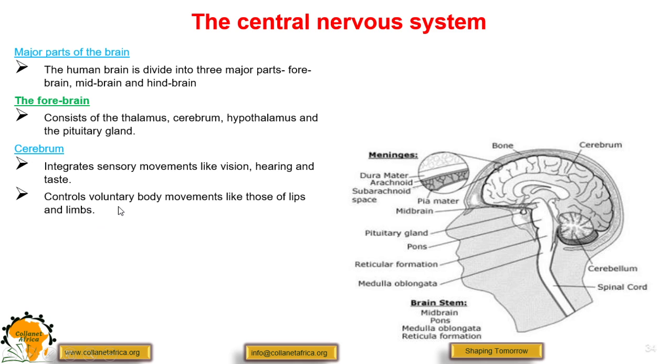It also controls voluntary body movements like those of lips and limbs. You may decide to move or not to move, to talk or not to talk. So that is voluntary, something you do willingly.